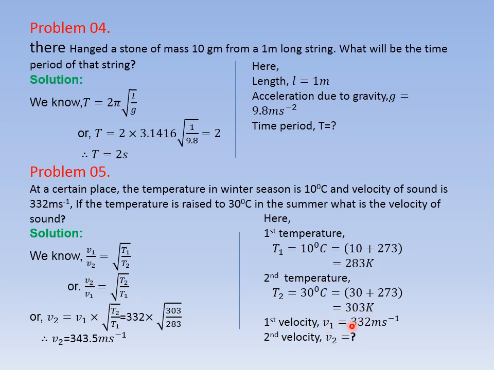The velocity of sound as given in the problem is 332 meter per second, and we have to calculate the value for summer, which is V2 is equal to what? So V1 by V2 is equal to root over T1 by T2. This is the equation, and by putting the values of T1, T2 and V1, we got the velocity of the sound wave in summer as 343 meter per second. This is a very important problem. You must solve it and practice at your home.